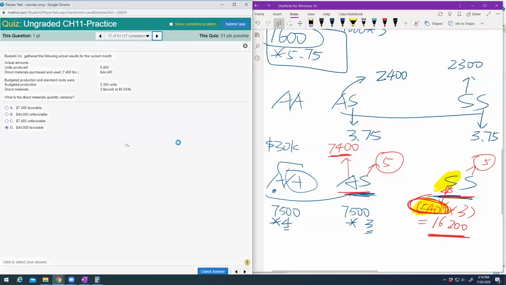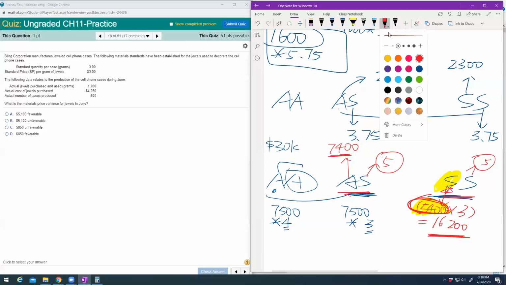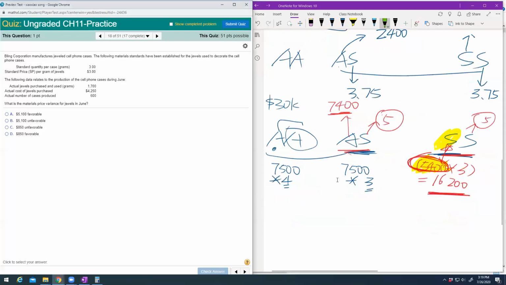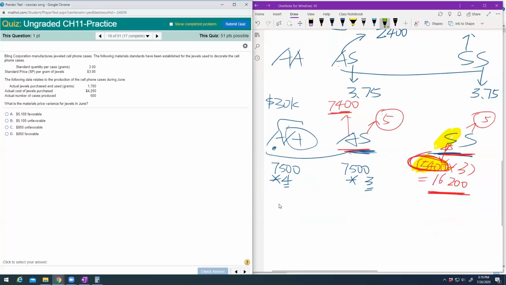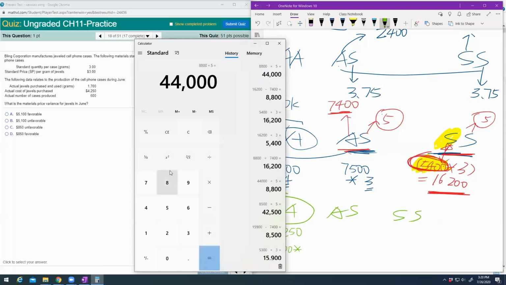Okay, next one. It's asking you about the price variance. As I say, I may not go through the numbers. I just look at the concept with you. Price variance, so actual and standard. The actual purchase told you directly is $4,250, for 1,700 grams.